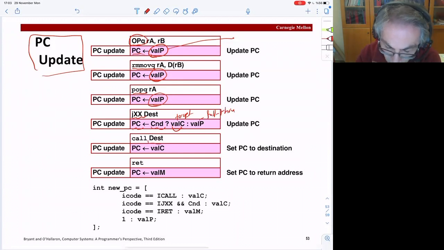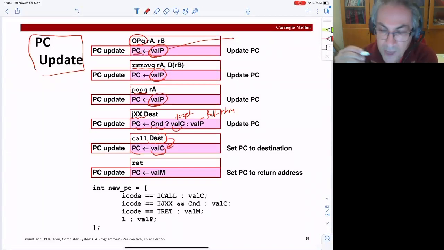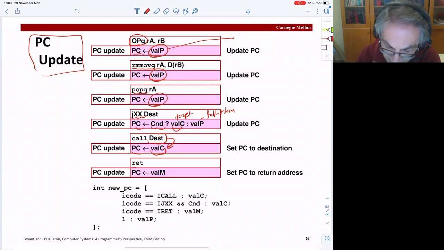In the case of a call instruction, then it's valC, because the destination that you call, valC, is the address of the first line of the function that you're calling, so it's valC. And if it's a return, then it's valM, because this is the return address, right?